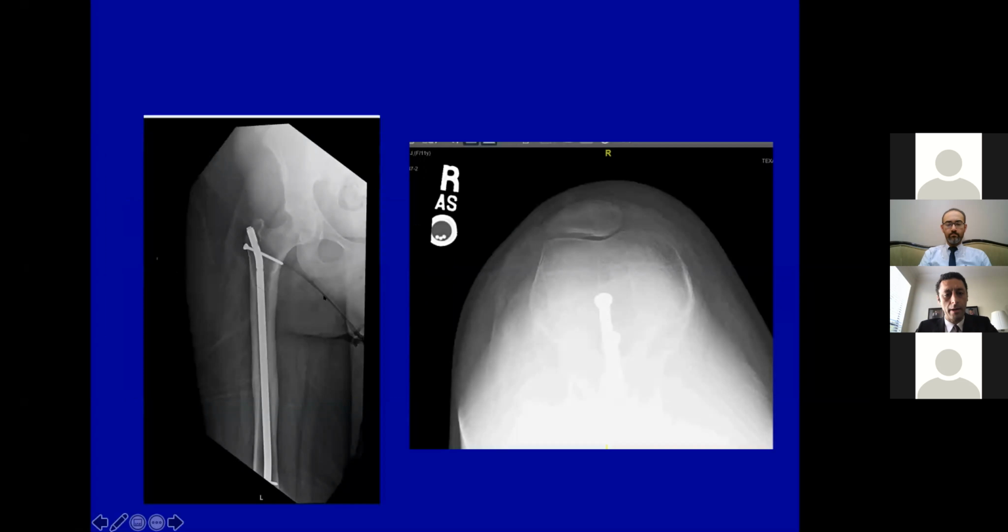And this is the osteotomy after healing. This is the first stage, the derotation osteotomy of the femur. And then I came back and did the patellofemoral joint reconstruction, tibial tubercle osteotomy, to address the patellar dislocation. And now this is the X-ray showing very good reduction of the patella as well.